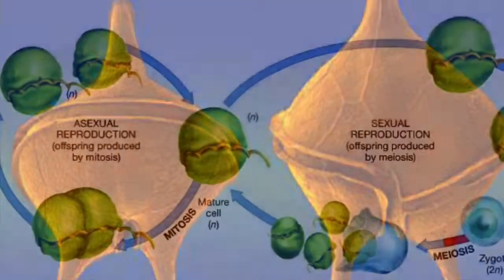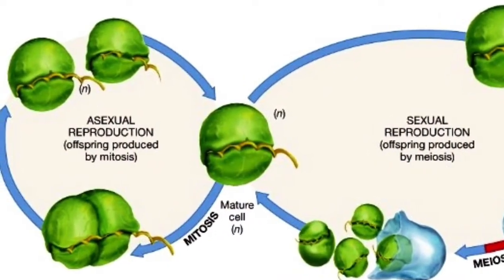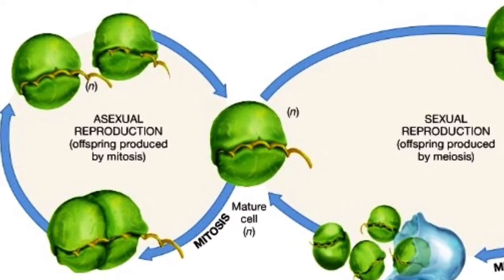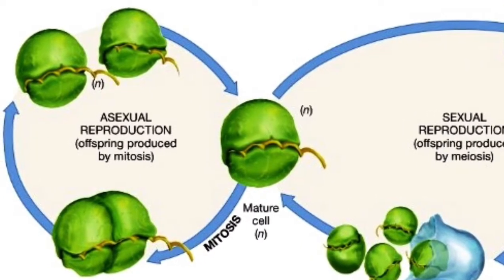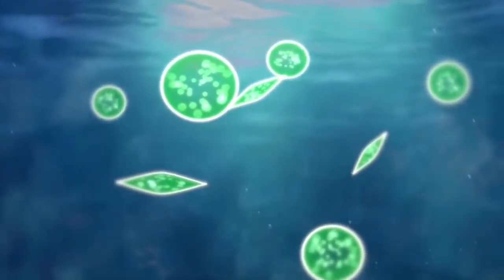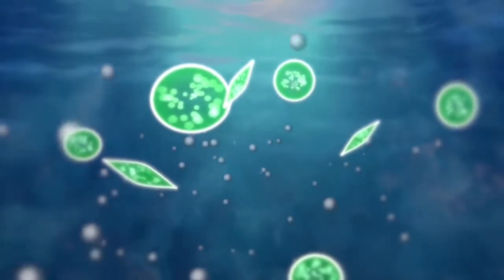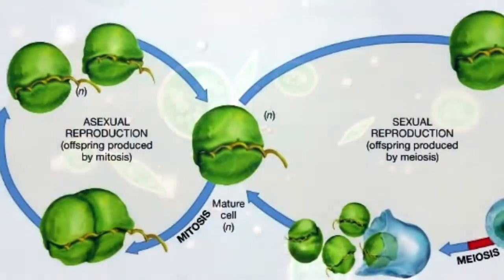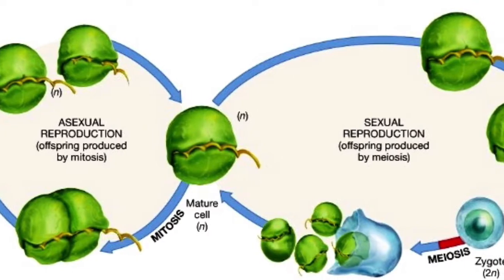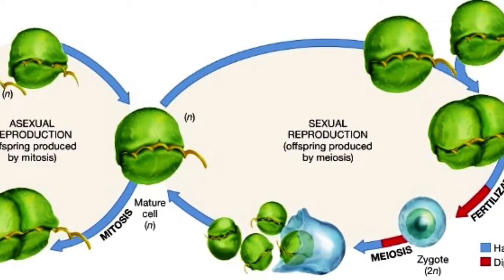Dinoflagellates usually reproduce asexually, where the parent cell undergoes mitosis, creating two identical daughter cells. In order for the dinoflagellates to continue reproducing asexually, the conditions must be right. There must be enough light and enough nutrients in their environment. When these conditions are not met, they begin to reproduce sexually, where two haploid gamete cells fuse to form a diploid zygote, which then undergoes meiosis.